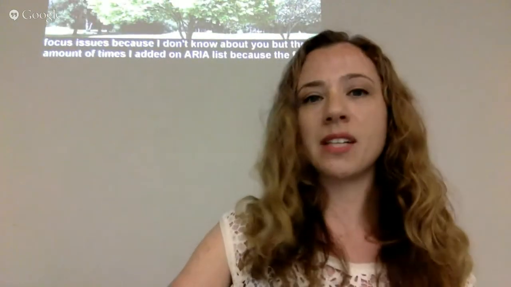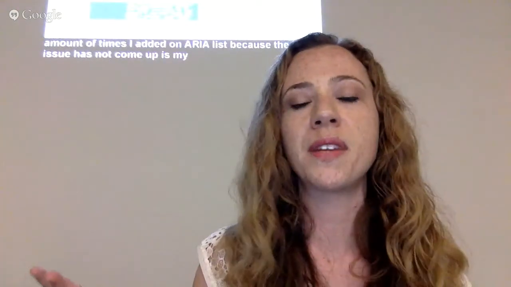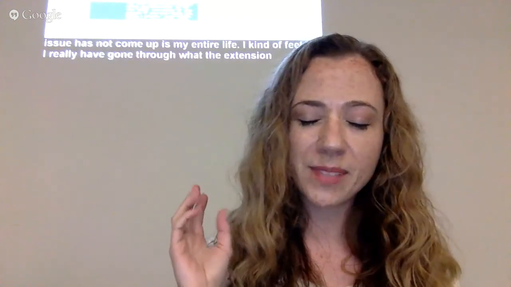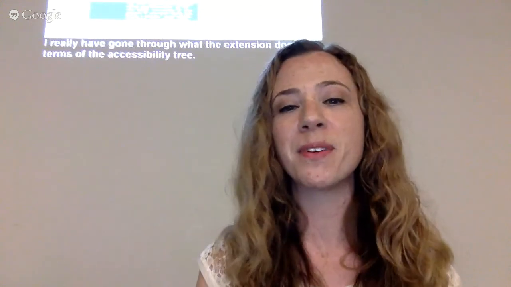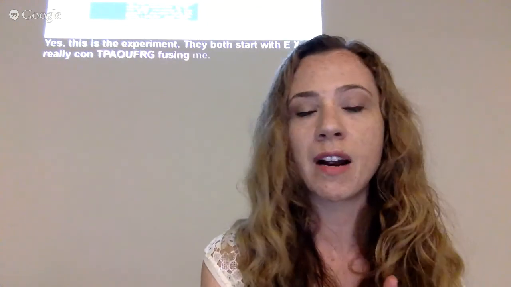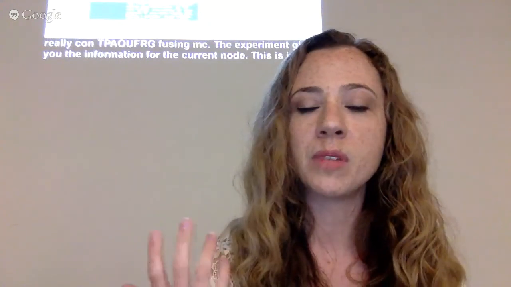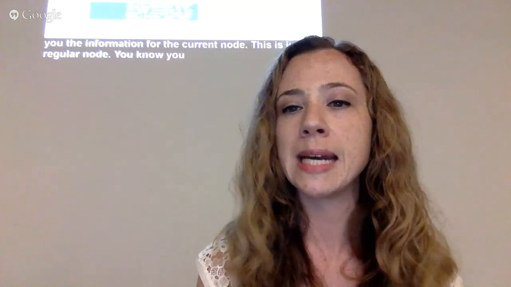All right, lastly, the accessibility tree. I've really gone through what the extension does in terms of the accessibility tree. Yes, the extension, this is the experiment. They both start with EX, it's really confusing me. The experiment gives you the information for the current node. So this is just a regular node. You get its properties, you get the computed text.